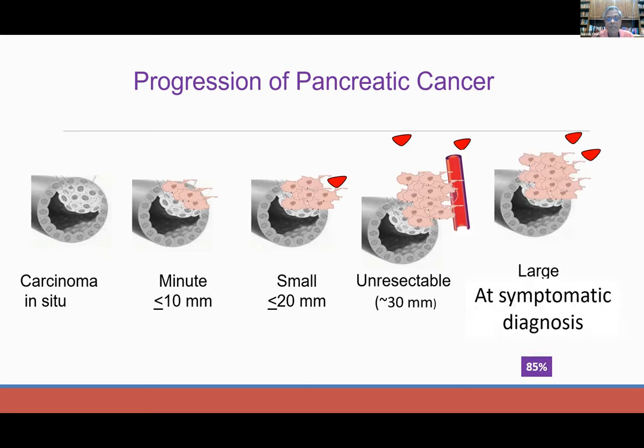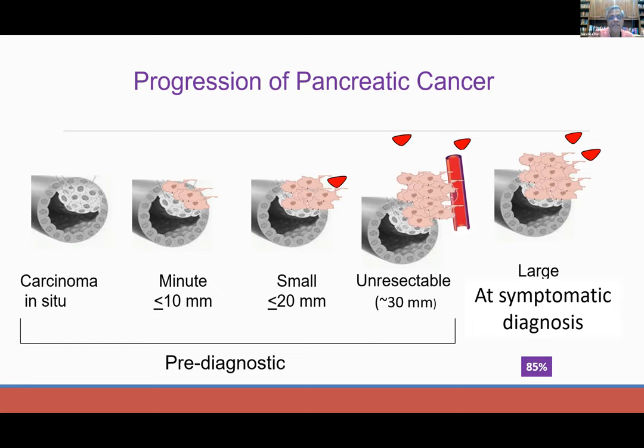But the biggest problem is that by the time symptoms occur, 85% are unresectable, with 50% of them having stage four disease. So we have been interested in the pre-diagnostic phase of pancreatic cancer and trying to understand any clues that might be there. You'll be seeing data presented all the way back to 60 months before diagnosis, trying to see if there's anything out there that would suggest the presence of underlying pancreatic cancer.